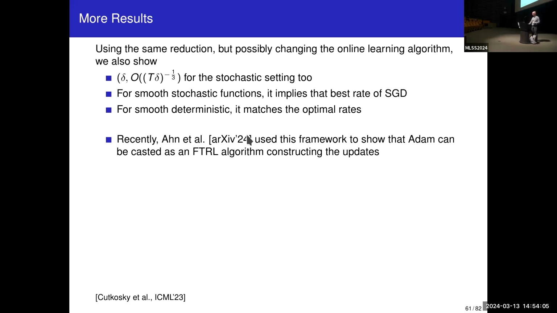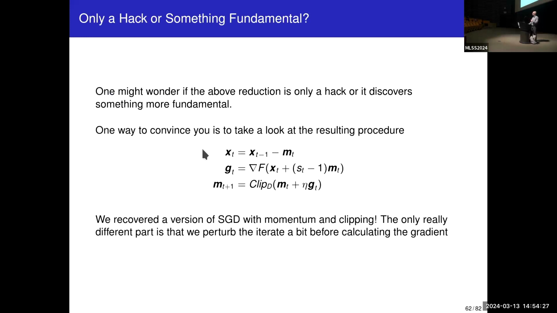And very recently, there is a paper on arXiv, from like a month ago, in which people basically try to use this framework to look at Adam. And they show that you can recast Adam in the same way, so that Adam is the same thing. It's an FTRL algorithm that is giving you the updates. And speaking about Adam, let me show you the final algorithm that you get, so that I can show you that the algorithm that we get is reasonable.